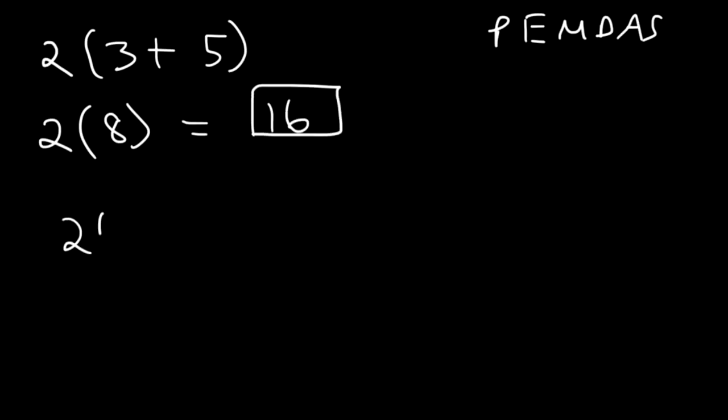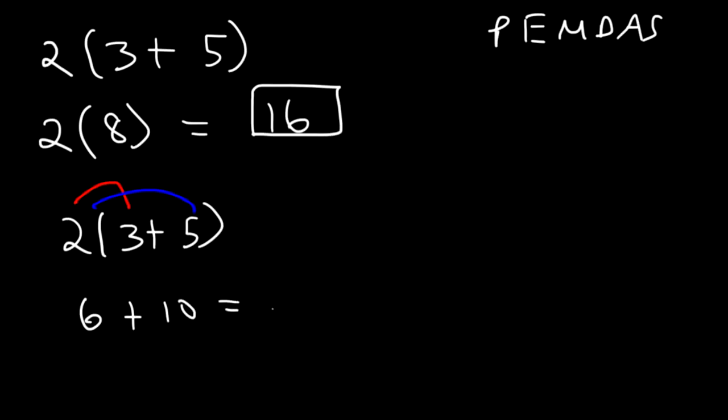Now, another way in which we could evaluate this expression is we could distribute the 2. 2 times 3 is 6. And 2 times 5 is 10. Now, there's a plus sign between them. 6 plus 10 is 16. And as you can see, you will get the same answer.